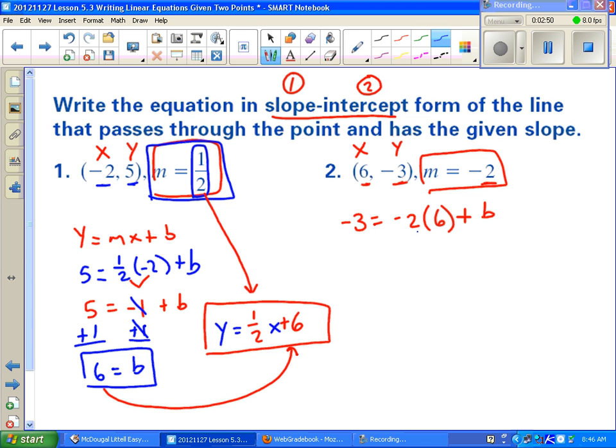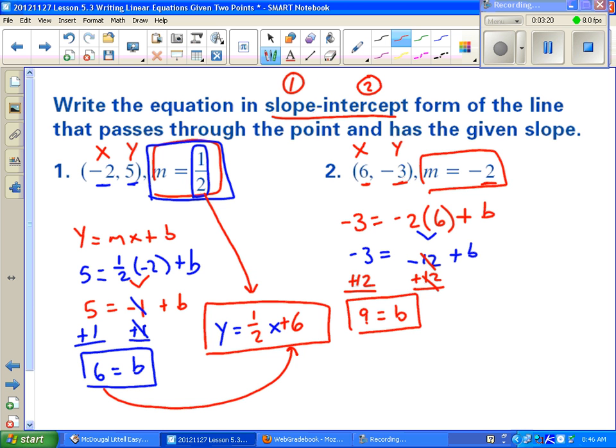Simplify that by doing -2 times 6 is -12. Bring down your plus b, and bring down your equals -3. Get rid of your -12 by doing plus 12. Add 12 to that side, you have to add it to this side as well. -3 plus 12 is a positive 9, and -12 plus 12 will cancel out, equals b. So you have your b value and you have your m value that was given to you already.